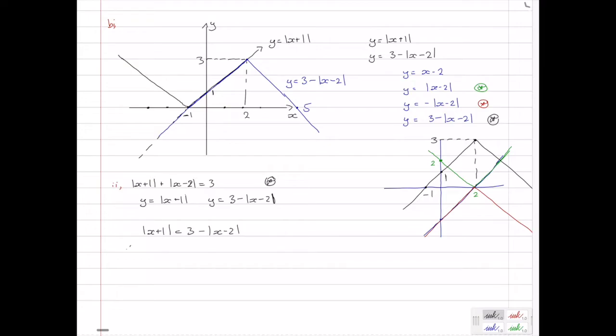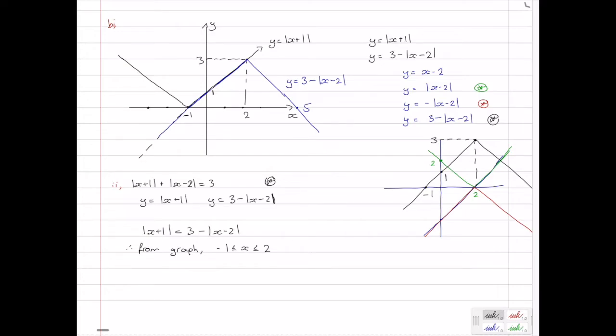Okay, so therefore you can say from the graph, x has to be between -1 and 2. And that's all there is to that question. It's only worth 1 mark.